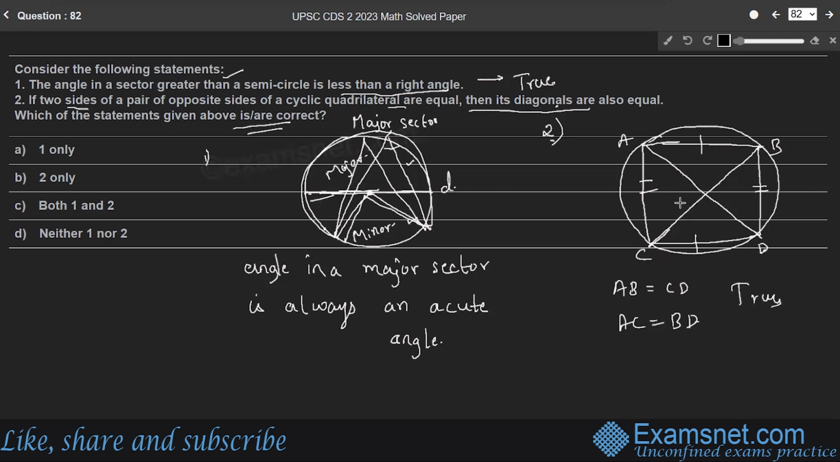It is given that it should be a cyclic quadrilateral. Therefore, we have got a rectangle here, whose diagonals are also equal. Therefore, the second statement is also true. So the question is which of the statements given above are correct? Both statements 1 and 2 are correct. Option C.